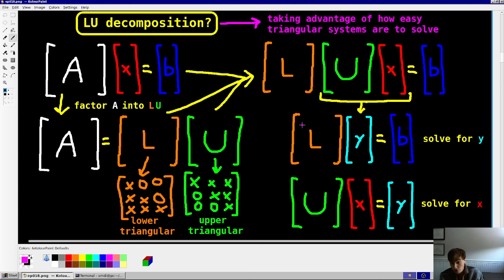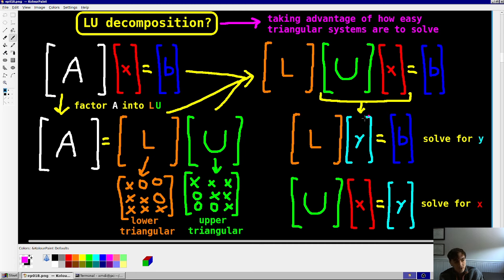You have two triangular matrices, L and U, and you can break UX into an intermediate unknown vector Y, and solve LY equals B for Y. Again, this is easy because you have a triangular matrix here. We'll talk about what that means in a second.